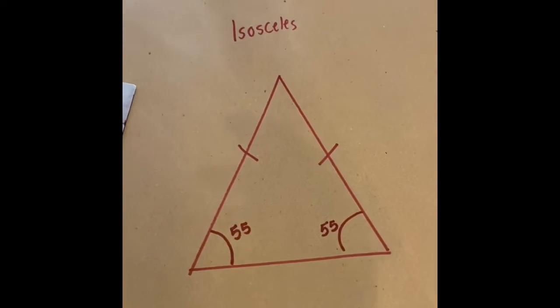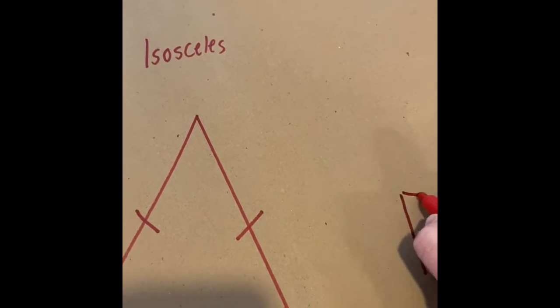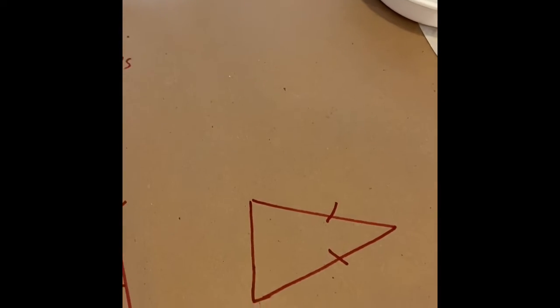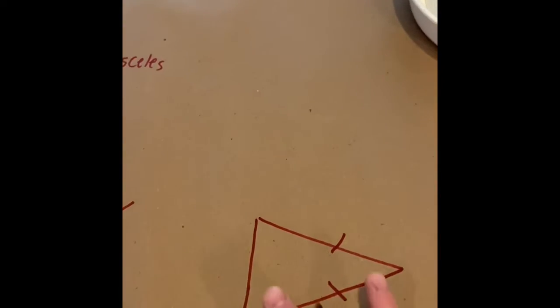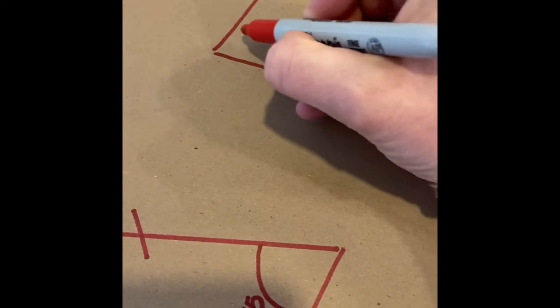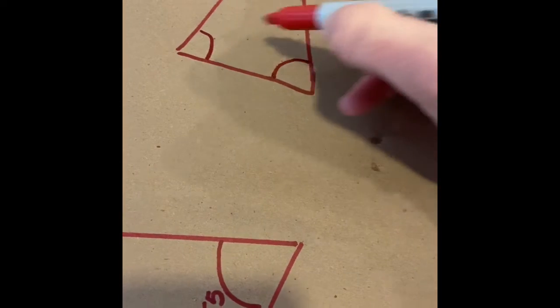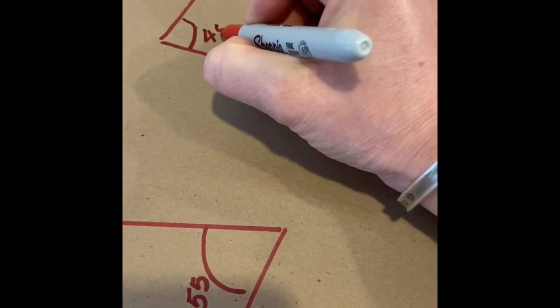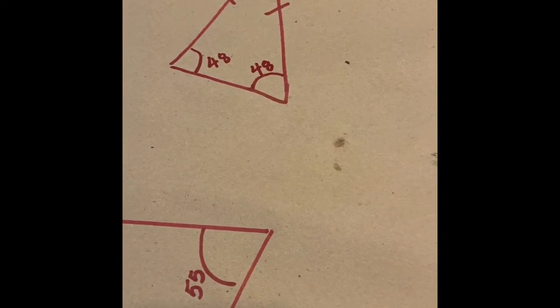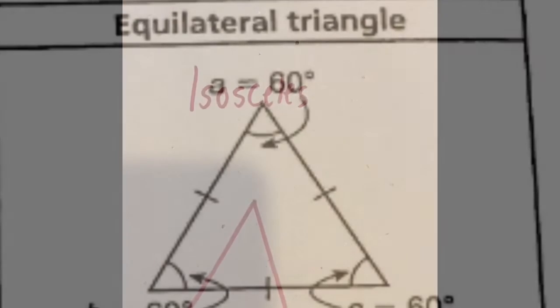If I were to draw my triangle on its side, like this, and I had an isosceles triangle again, the two angles that are the same are not these two. It's the two angles that are underneath the equal sides. So I need to turn my cell phone around. Here are the two sides that are equal. That means that these two angles right here would be equal. So for example, if this was 48, then this over here is also 48. So that's the first sort of triangle we're talking about, isosceles.